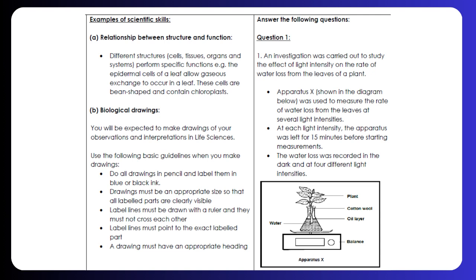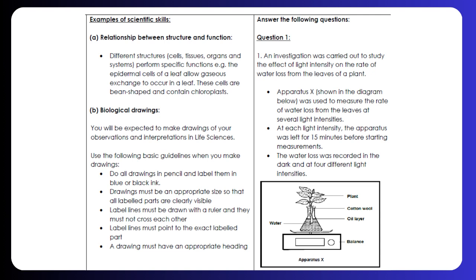B. Biological drawings. You will be expected to make drawings of your observations and interpretations in life sciences. Use the following basic guidelines when you make drawings. Do all drawings in pencil and label them in blue or black ink. Drawings must be an appropriate size so that all labeled parts are clearly visible.